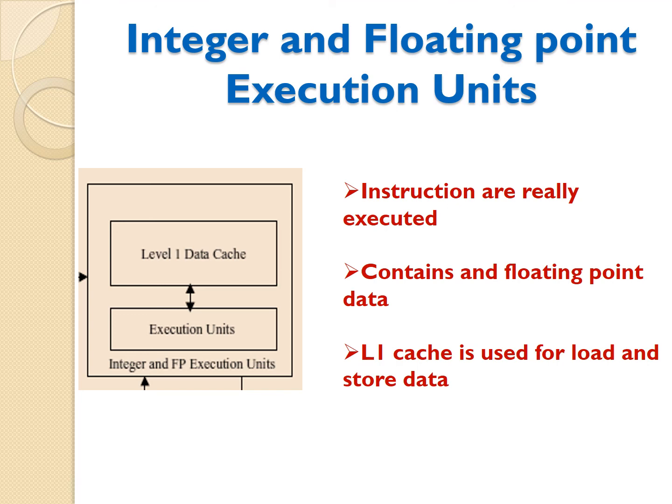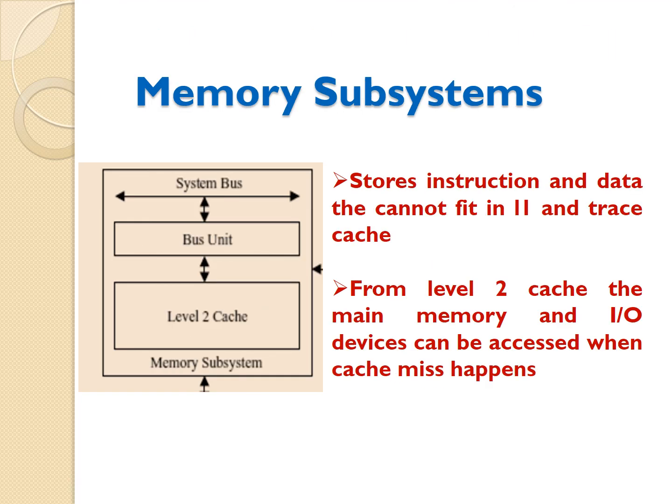The last module is the memory subsystem module. This module consists of L2 cache and the system bus. This unit is responsible for carrying both instruction and data that cannot fit in the execution trace cache and L1 data. Whenever an L2 cache miss happens, the external data bus is connected to the second level cache that is used to access the main memory to get the required data.